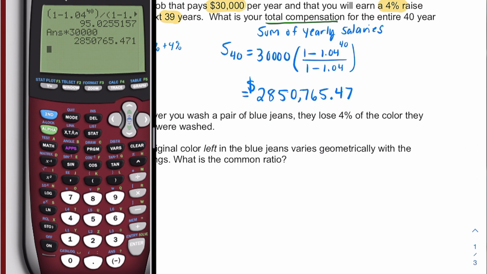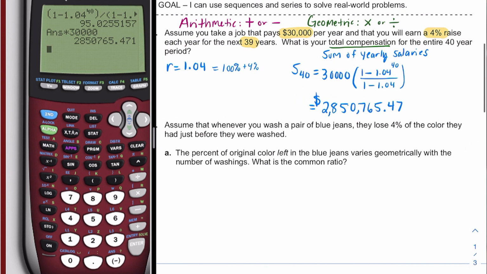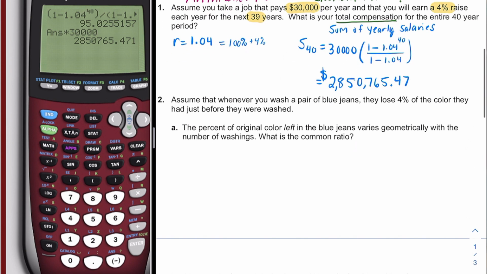Let's add our place values in there. That looks like $2,850,765.47 over 40 years. Think to yourself, is that a lot of money together? Maybe it's not. Maybe you've never thought about what it looks like to calculate a salary over 40 years, but that's what the total amount would come out to. All right, that's situation one. It was geometric. Let's look at a couple more.